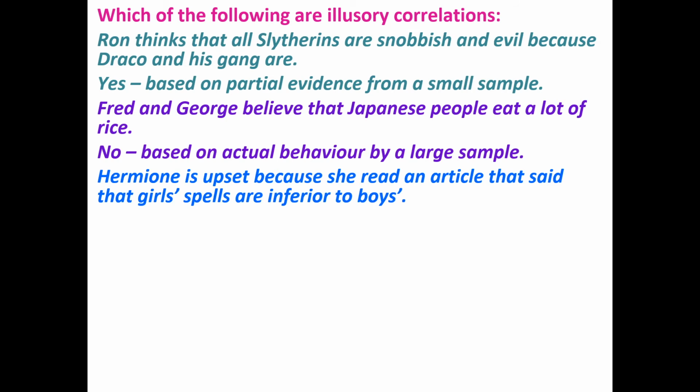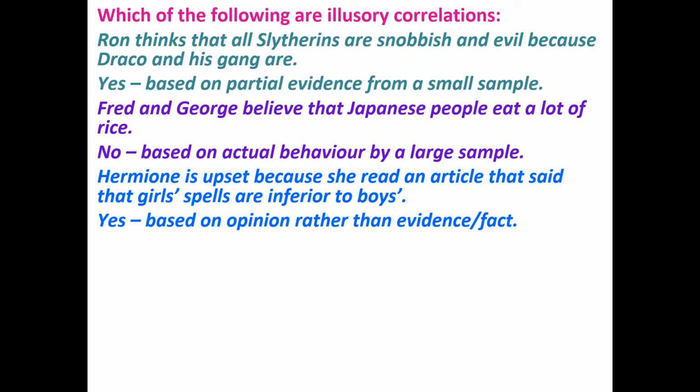The next one about Hermione. Yes, that is illusory correlation because it's based on opinion. Not Hermione's opinion, but the opinion that is expressed in the article. Girls' spells are rubbish, boys' spells are good. So it's not based on empirical evidence and fact.